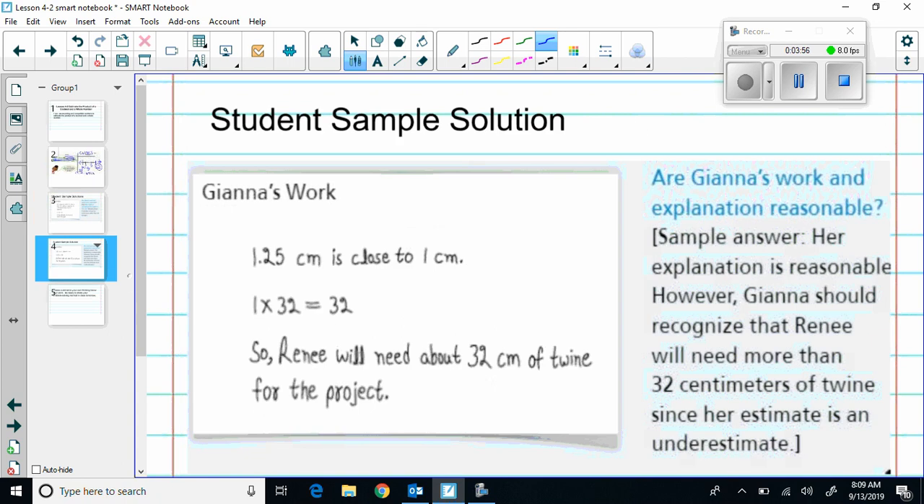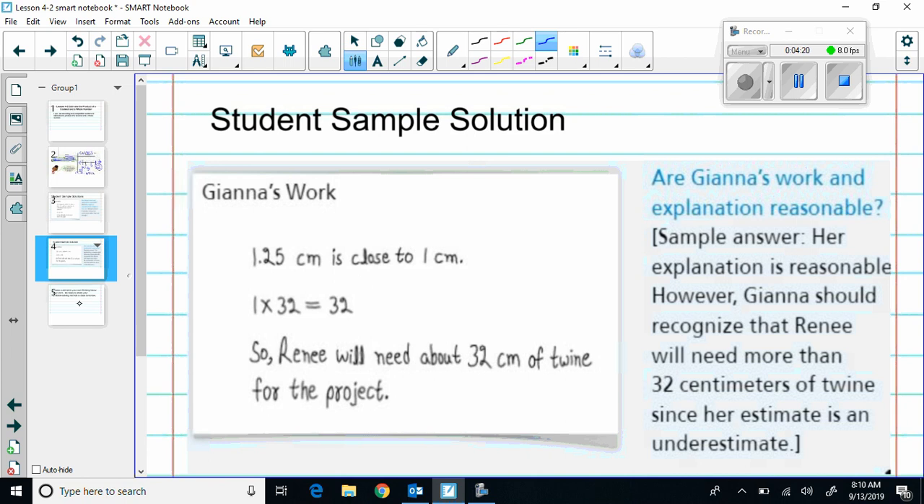And we have Gianna. And remember, she's fine, and her answer is reasonable as well. She just did an underestimate. So she's going to have to go back to the store later on when she doesn't have enough twine. So she took 1 2,500, which is closer to 1, times 32 and got 32. So she says she's going to need 32 centimeters. It's just going to be an underestimate.